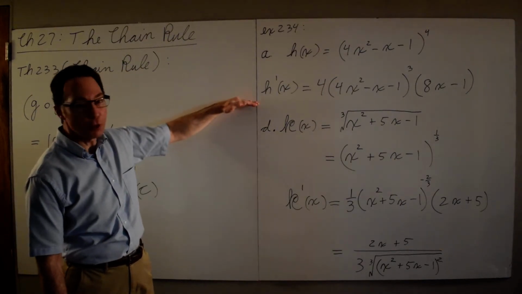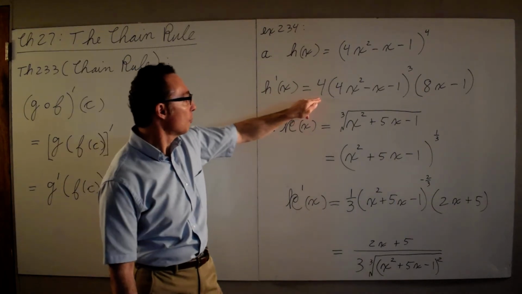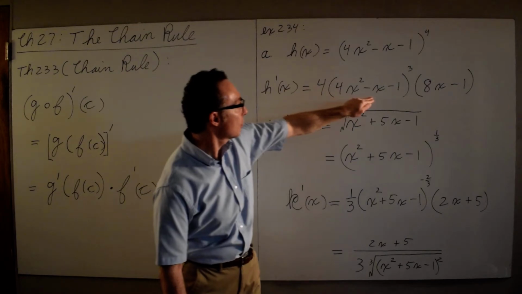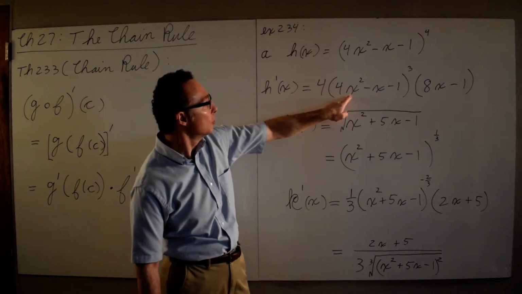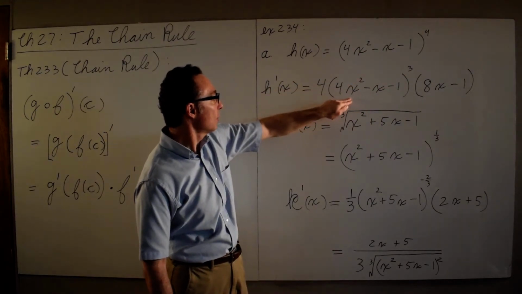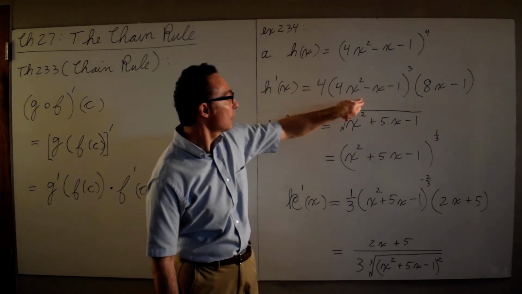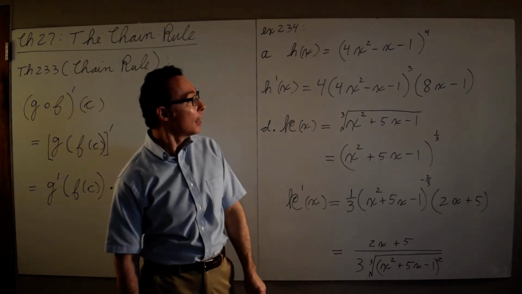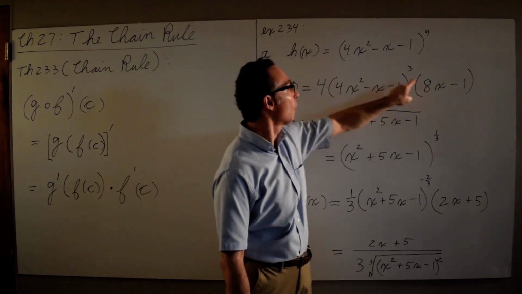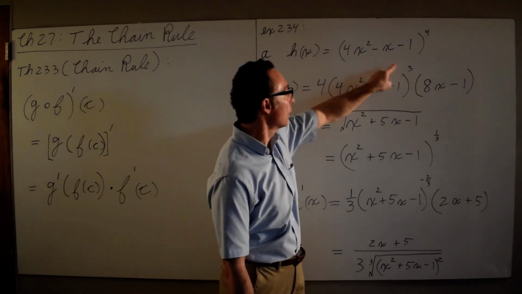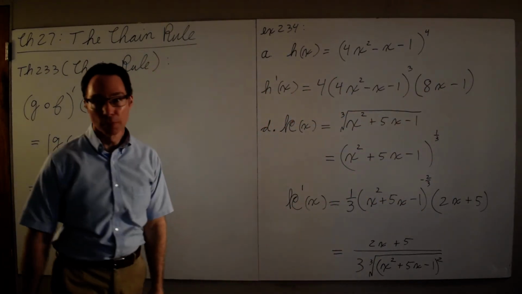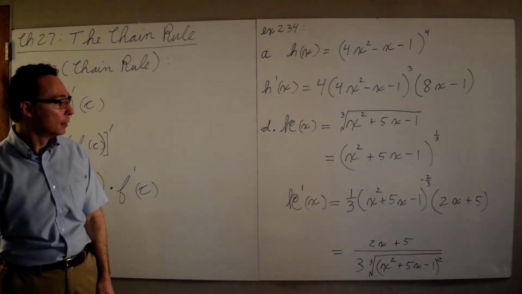So we take the derivative from the outside in. So we have 4 times something cubed. We're just using the power rule. What is that something? I said 4 times something cubed. That something is the inside function. So we take the derivative of the outside function and we just leave the inside function alone. Then we multiply by the derivative of the inside function. We multiply by the derivative of 4x squared minus x, which is 8x minus 1. So we go from the outside in.